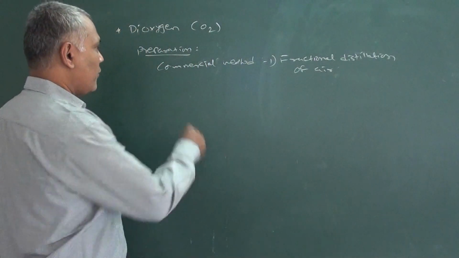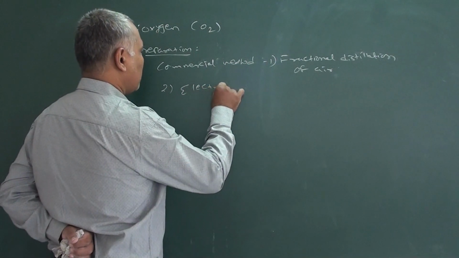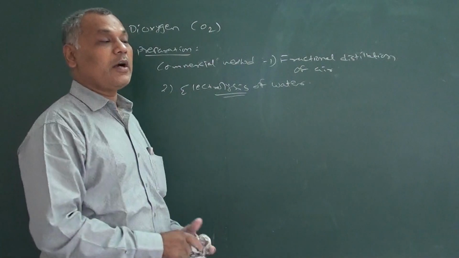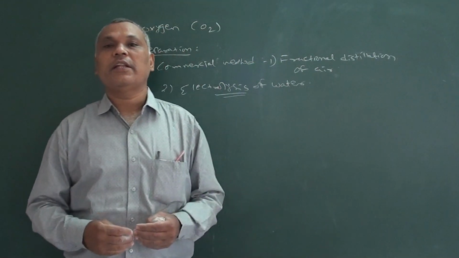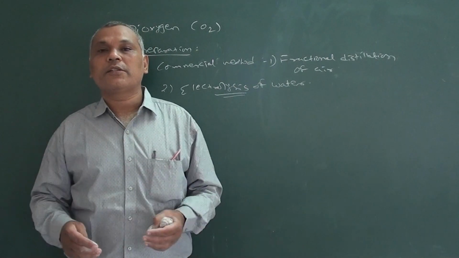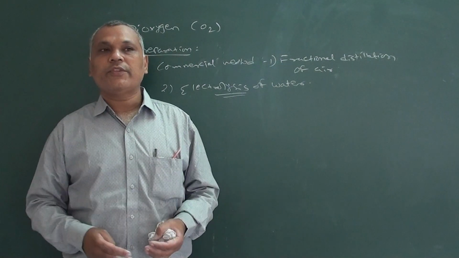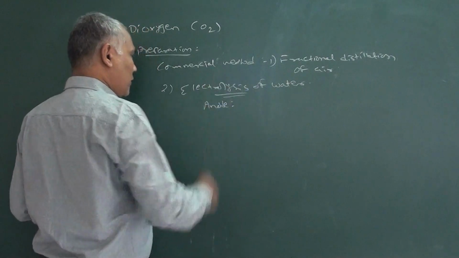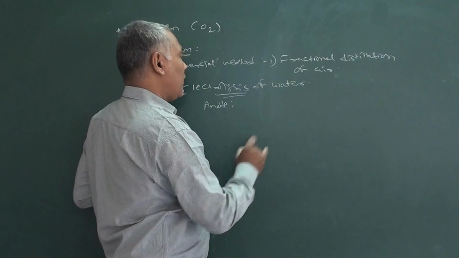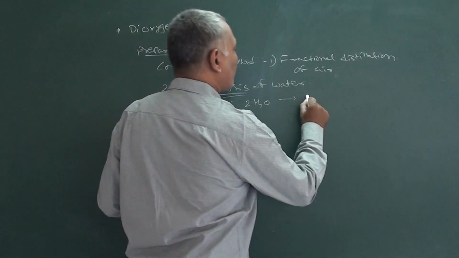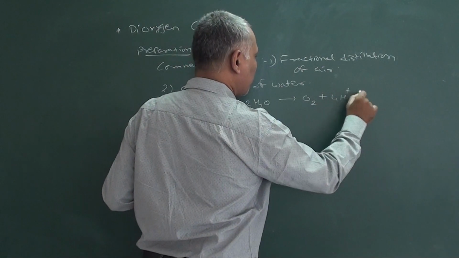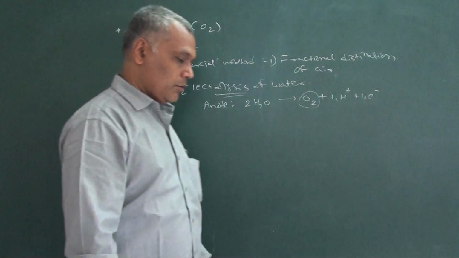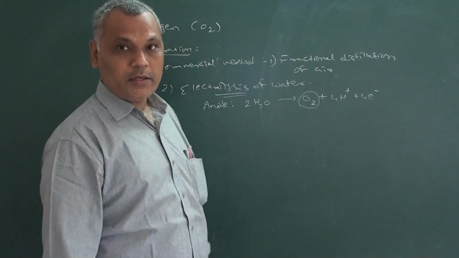The second method that we are doing is electrolysis of water. This is again the most important one, used in industry on a large scale, because we know that 3/4 of the earth's surface is covered with water. So water is there in a very large quantity, and the water is H2O. So electrolysis of water. What will happen? At the anode, when the electrolysis of water is carried out, 2H2O reacts to produce O2, 4H+ plus 4e-. Oxygen is obtained at the anode by the electrolysis. So that is also one of the important methods.